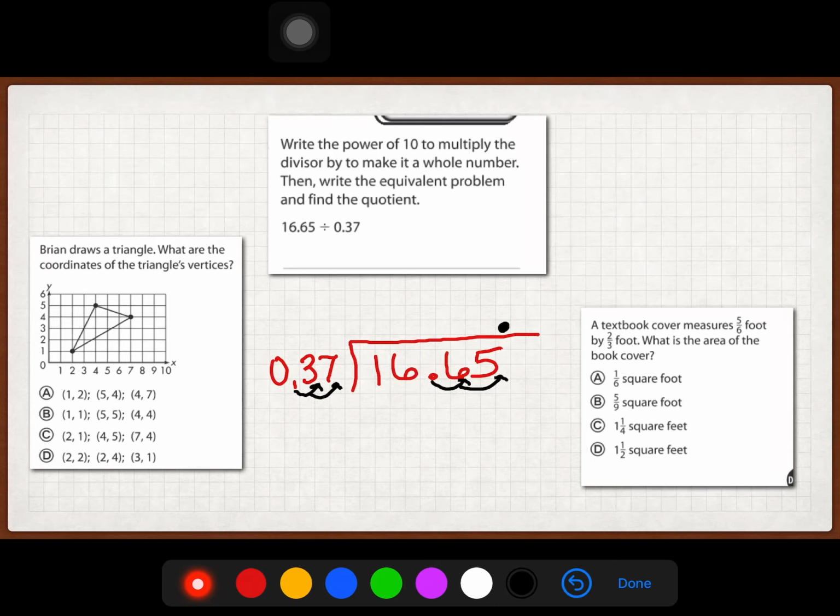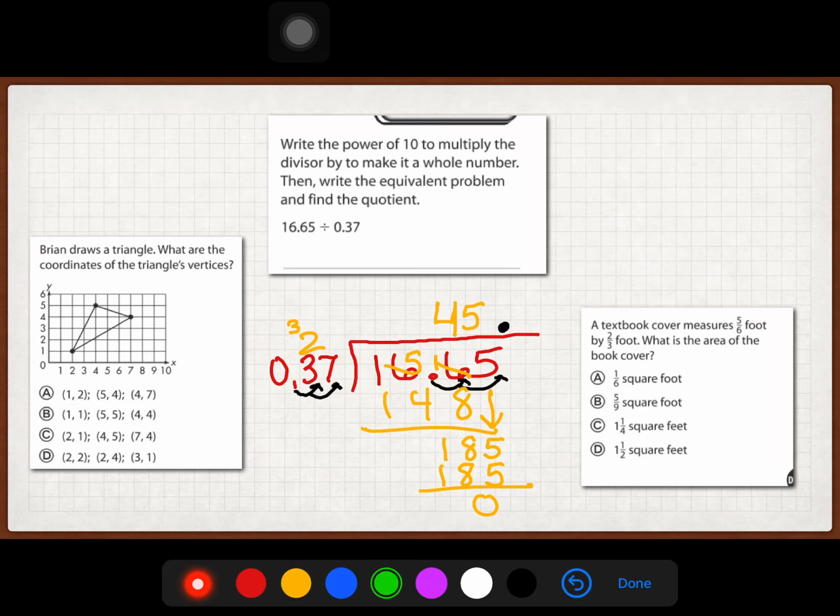Go ahead and divide. 37 cannot go into 16, but it can go into 166 4 times. 4 times 37 is going to be 148. When I subtract 16 minus 8 and 5 minus 4, I'm left with 18, and I'm going to bring my 5 down. Well, 4 times was 148. This is just a little higher, so I'm going to bump up that number 1 time. And when I do this, I see it is exactly 185. That's where I got 45.